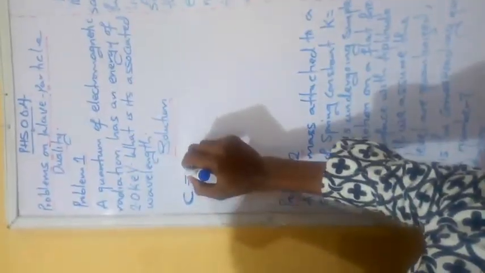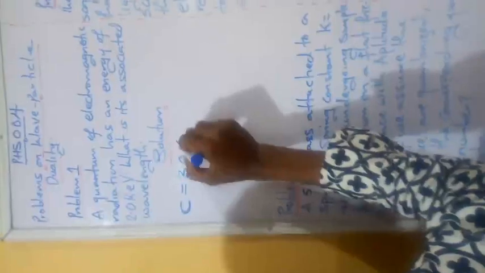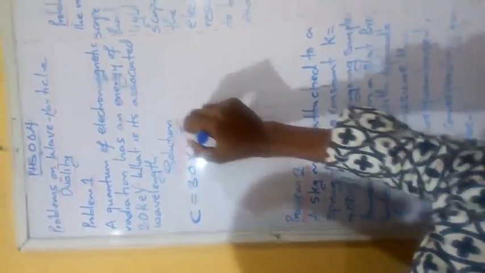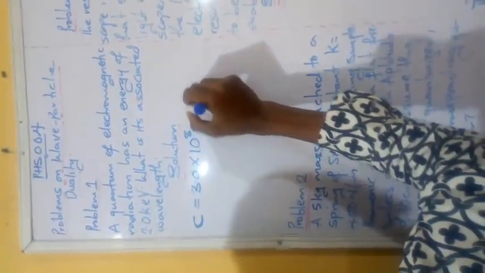You one value. And what value are they giving you? They've given you your C, which is the speed. We know that every electromagnetic radiation moves with the speed of light, and that has a constant value of 3.0 times 10 raised to the power of 8 meters per second. They won't give it to you, you're expected to know. That's the value for the speed of light.